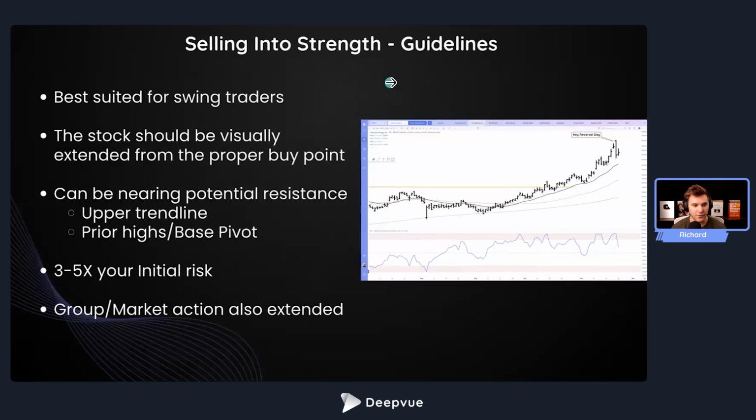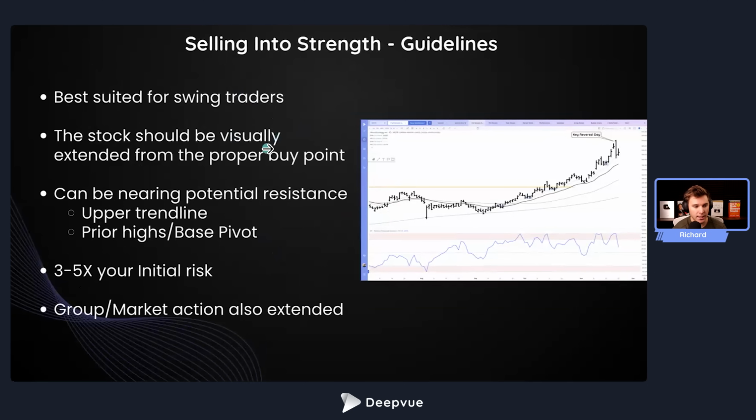So some guidelines here for selling into strength. I think this is really best suited for swing traders who are just trying to capture quick moves and find the next trade and try to compound that way. It's also best suited for choppy market environments. So if stocks aren't following through, they're only going 2-3 days and then reversing hard, that's also a situation where it would favor swing trading and selling into strength.